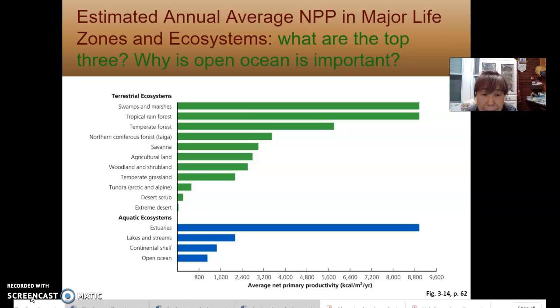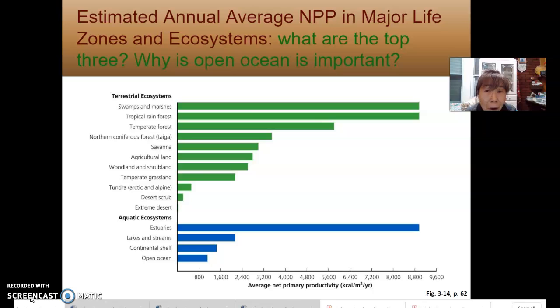Okay. So guys, one thing I want you to pay attention to is the open ocean. Open ocean actually has low MPP. Do you see the bar at the bottom? However, open ocean is important. Why is open ocean important? So look at the unit of MPP. It's a kilocalorie per square meter per year.